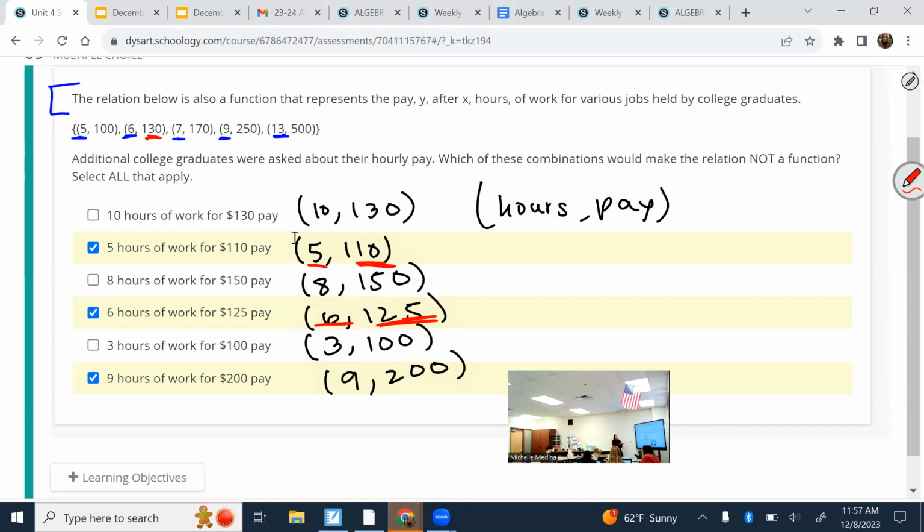Here again, we already had 9 as an X, and that would be a different Y. And then we do not have a 10, 8, or a 3 as an X. So if I were to add those to my list, it would be a function, but these ones make it not a function. Does that make sense?